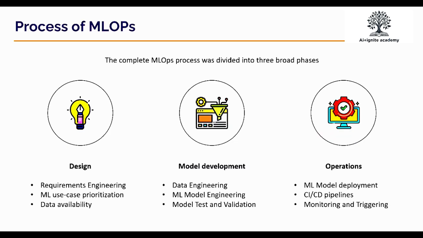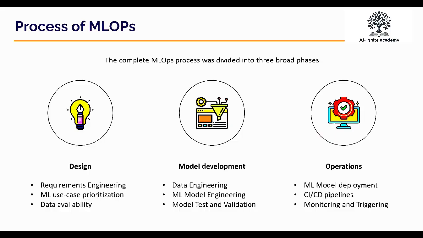So now the process of MLOps. The complete MLOps process was divided into three broad phases: design, requirements engineering, ML use case prioritization, and data viability. The first stage is designing the MLOps process. So what exactly is going to happen? What exactly would be the requirements for that particular workflow? So everything in that would be looked into. And then ML use case prioritization. What exactly should be prioritized? What task or what part of the ML model should be prioritized, and that would be taken into account. And finally, data availability. So there should be enough data in order for the model to train and test, right? So that would be the first phase.